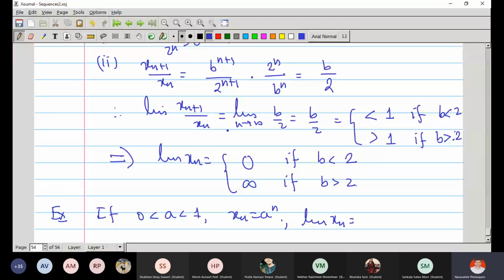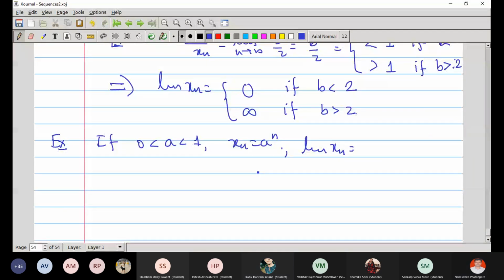But when it is less than 1, in that case the limit of xn is 0. Right? When b by 2 is less than 1, then the limit of xn is 0. But that is possible only if b is less than 2. And the sequence is divergent if the limit of xn plus 1 upon xn, which is L when compared with the theorem, is greater than 1. When L is greater than 1, it means b by 2 is greater than 1, so b is greater than 2. So if b is greater than 2, the sequence diverges to infinity. Correct?